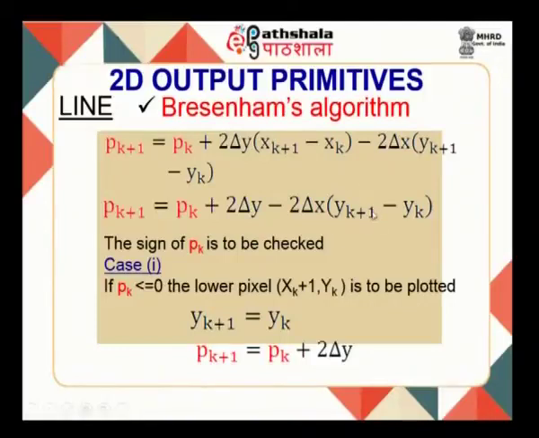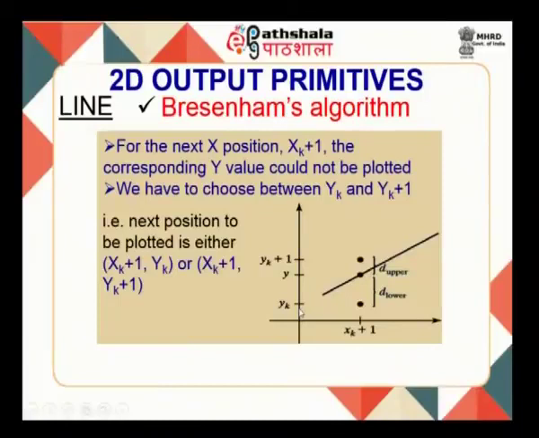whether it is y_k or y_{k+1}. So, this is the next y value. The next y value will be decided based on the sign of p_k. Okay. So, the sign of p_k is to be checked. Now, let us come to case 1. Case 1 says, let us assume p_k is less than or equal to 0.